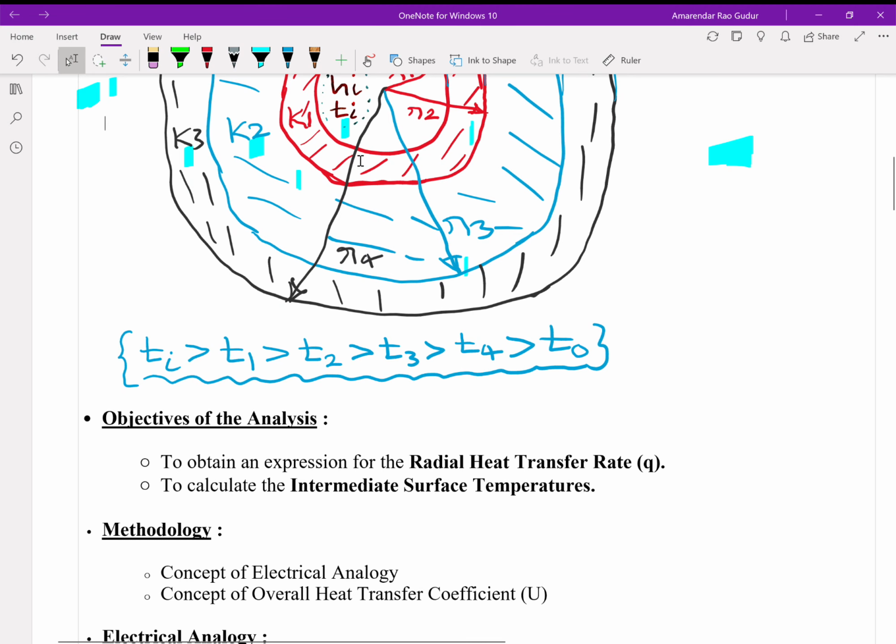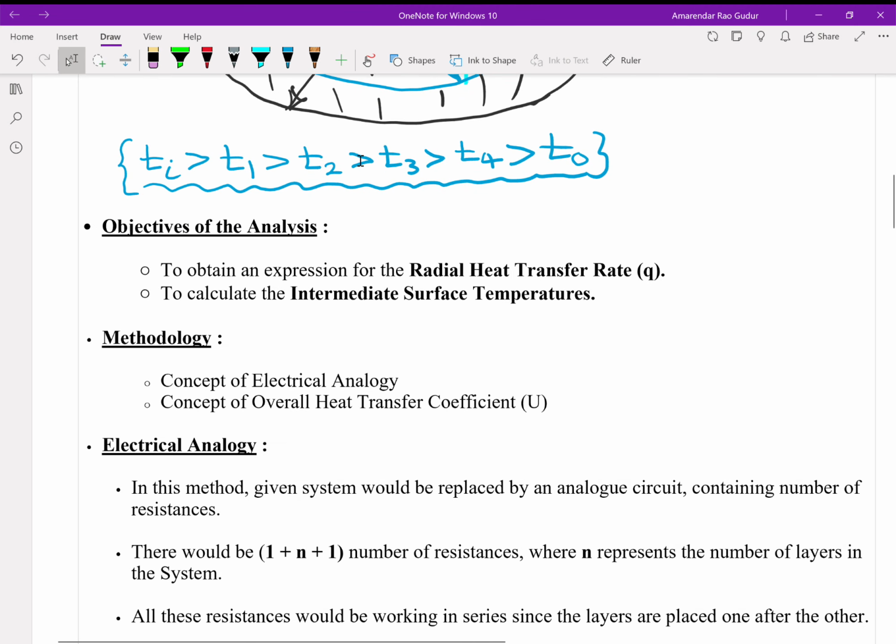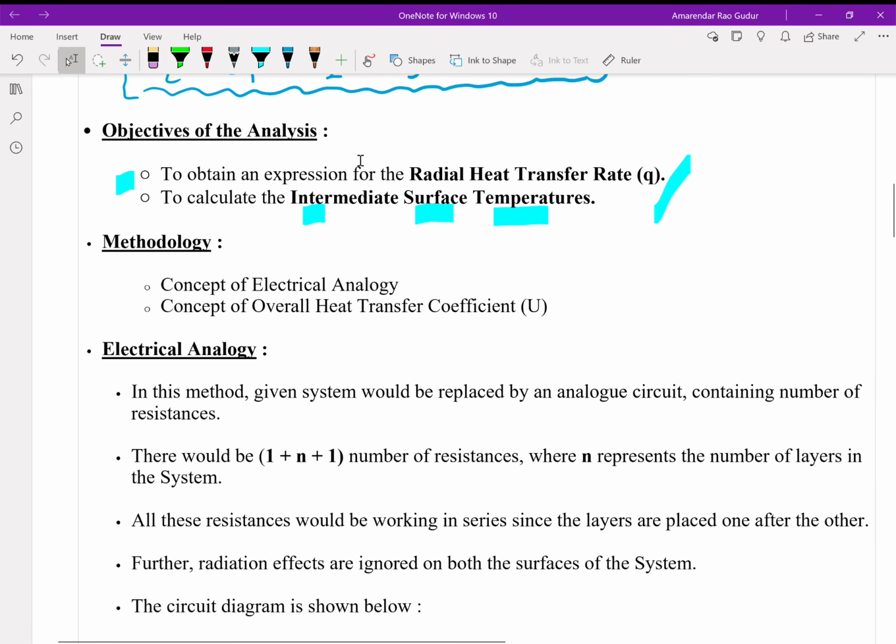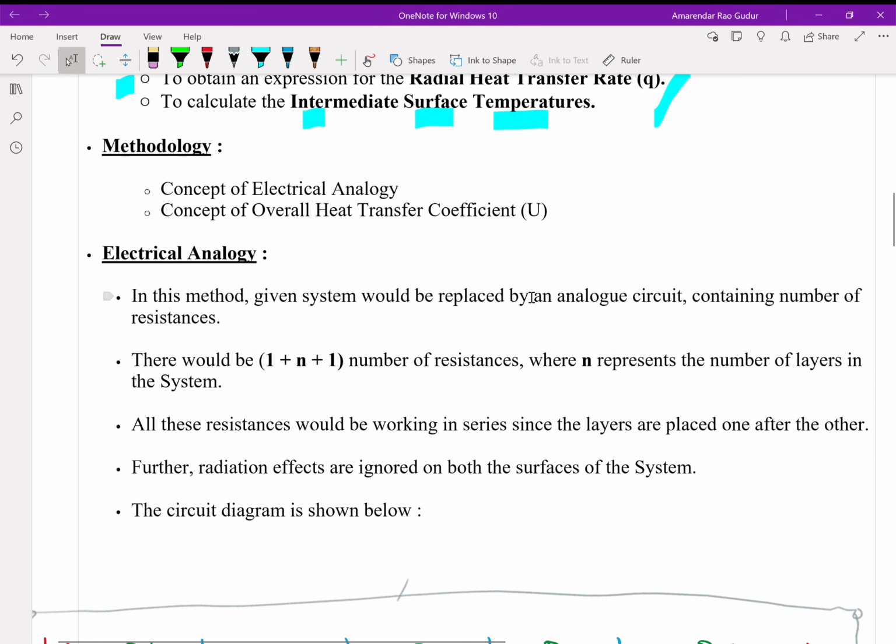Now, with the definition of this problem, we'll be analyzing with a couple of objectives. One is to estimate the heat transfer rate. The other is to predict the unknown surface temperatures so that we can find out the driving forces available at each and every segment of the composite cylinder. Then this can be done by two popular methods. One is the concept of electrical analogy. The other is the concept of overall heat transfer coefficient. And we get to realize that both the methods complement each other.